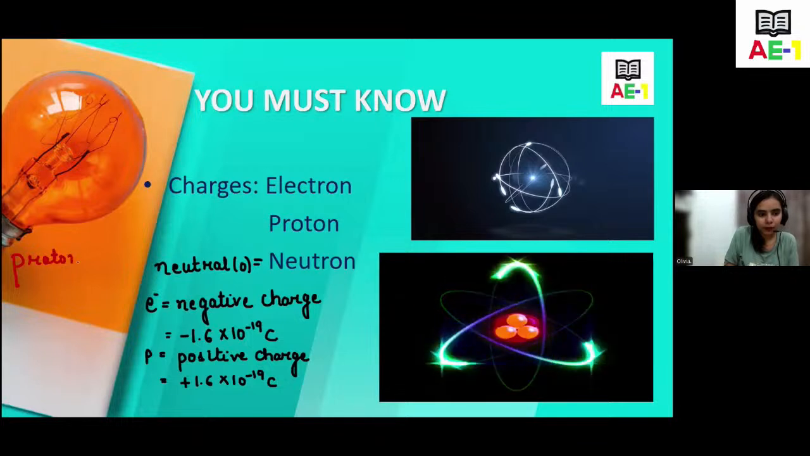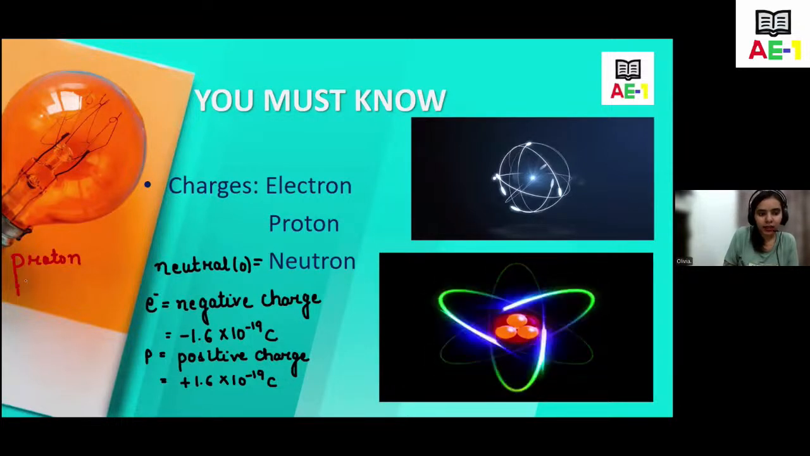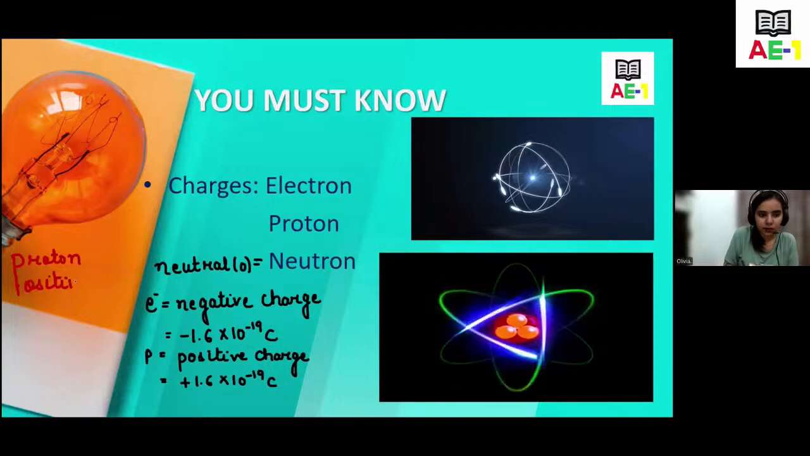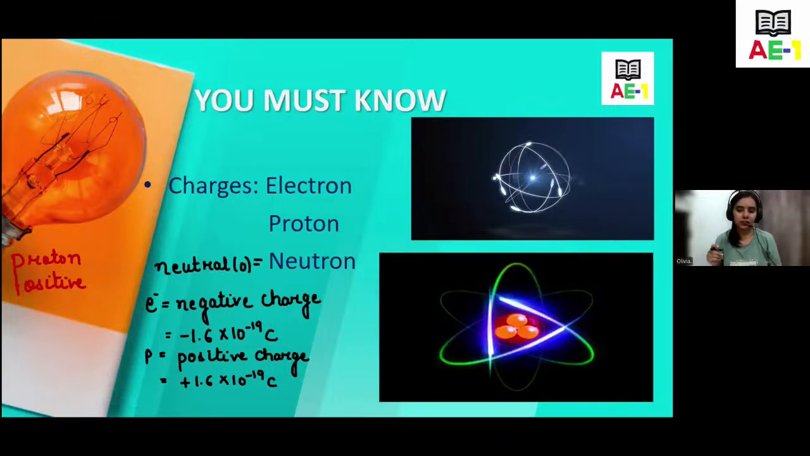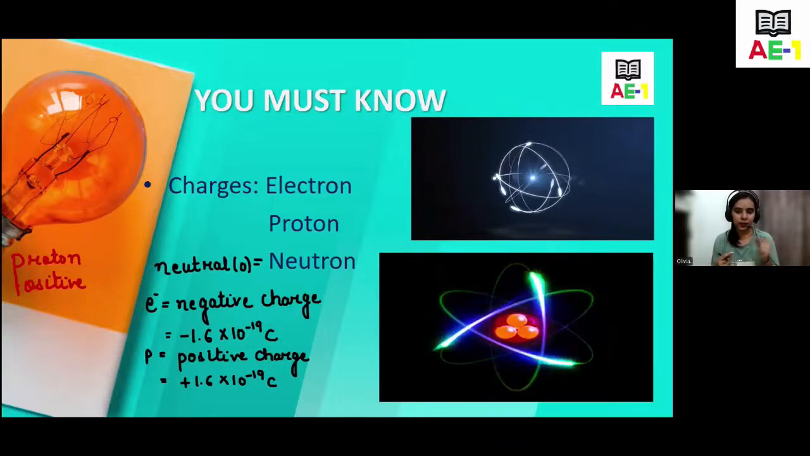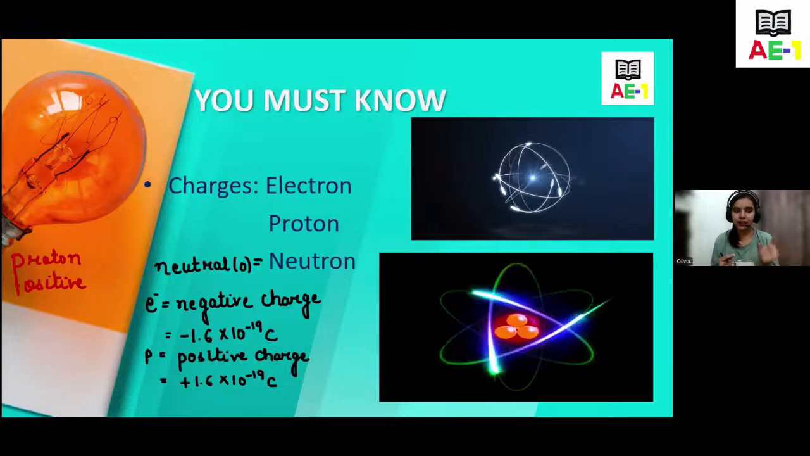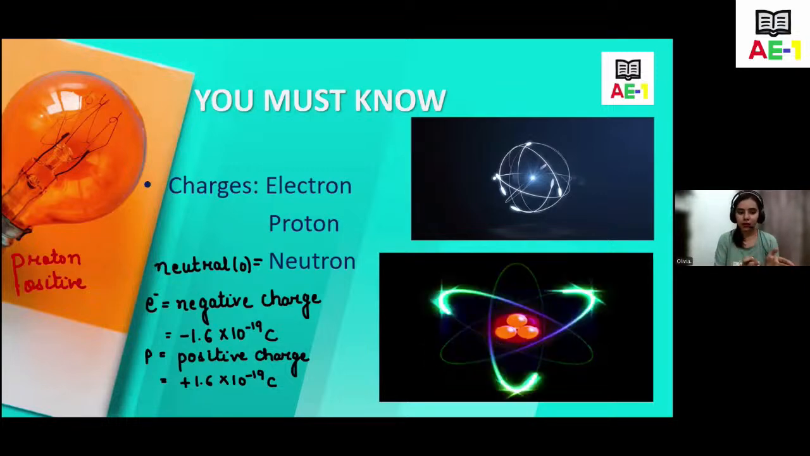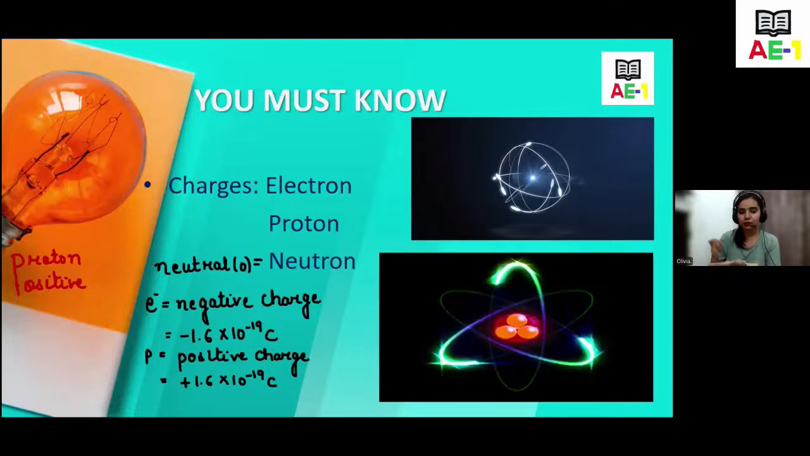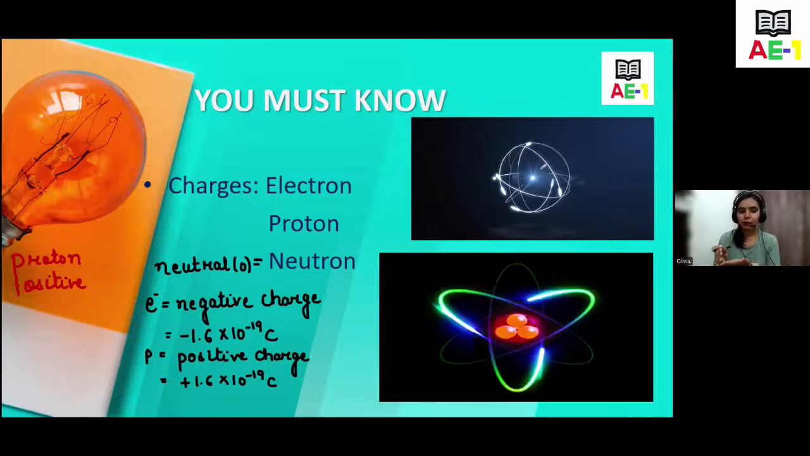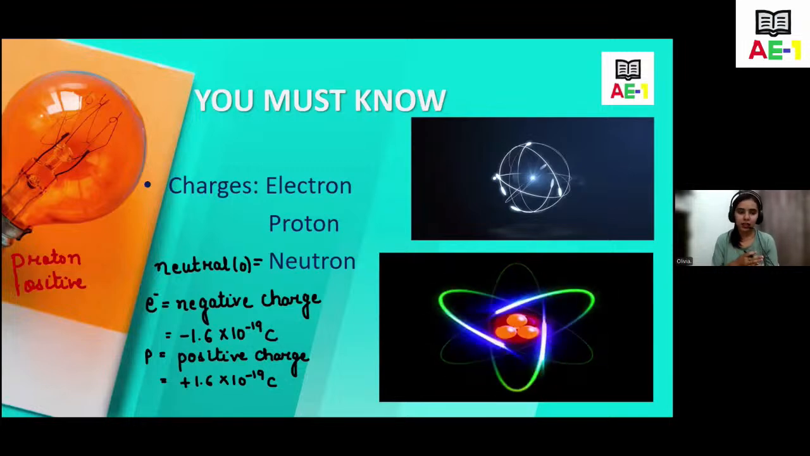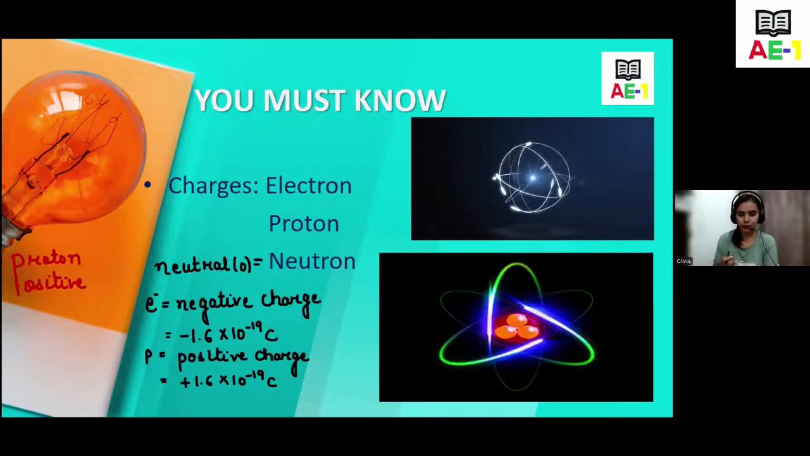P refers to proton, and P stands for positive. Do you agree with this fact? Both the terms, proton and positive, start with P. Proton is a positive charge. So you don't have to cram it. You just memorize that both things start with P. That means the proton is positive.